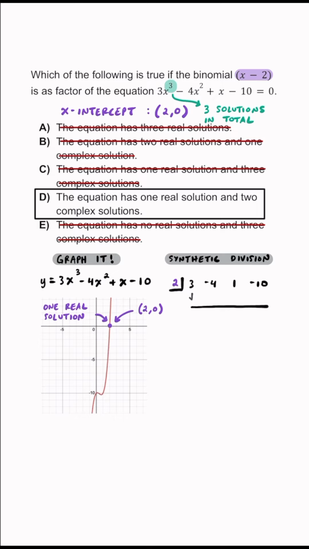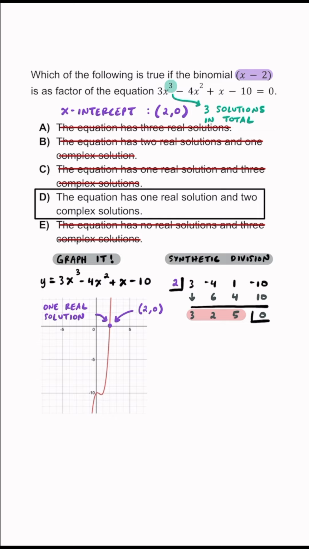Always bring down that first number right away, and then 3 multiplied by the 2 is going to be 6. Then we go ahead and add these two numbers vertically. Negative 4 plus 6 is going to be positive 2. Then multiply 2 by that 2 on the side, and you're going to get 4 here. 1 plus 4 vertically add up to 5. 2 times 5 is going to be 10. And add vertically one more time, and we should get a remainder here of 0, which lets us know that this is indeed a factor if you get a 0 for the remainder here.